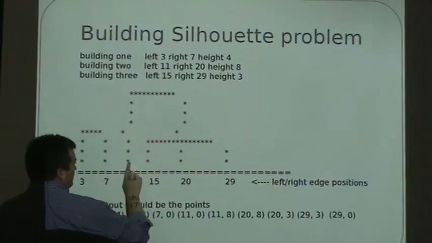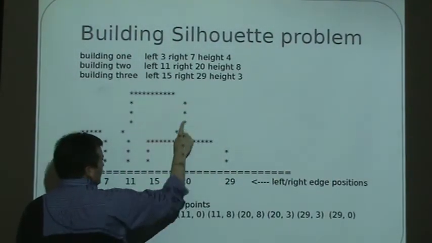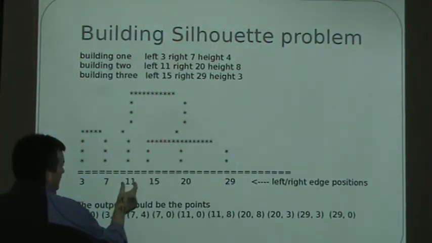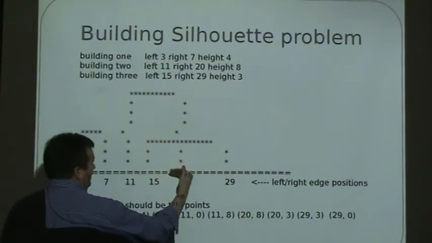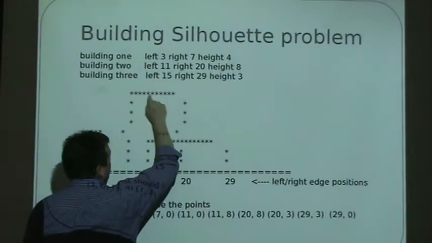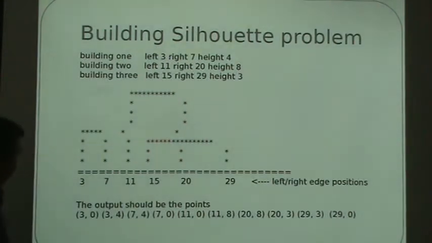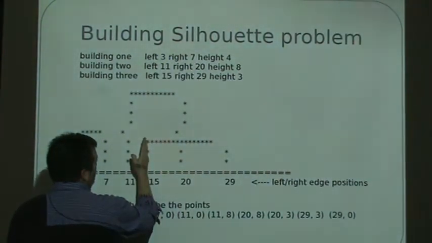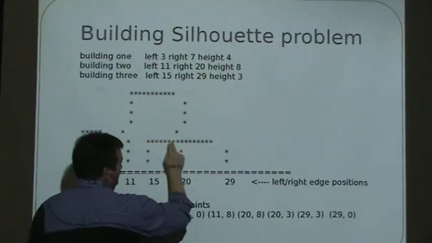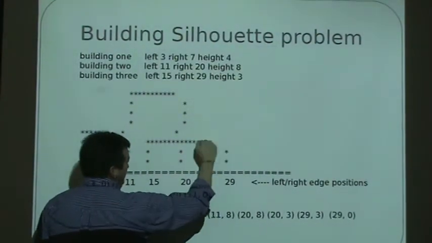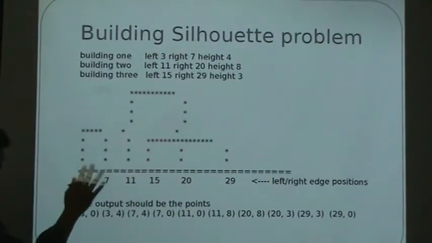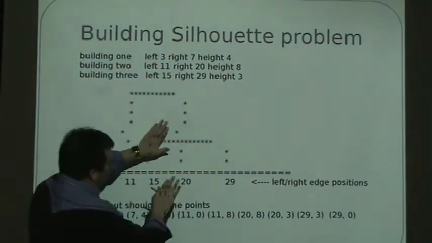Starting at 11, we have a building, and all the buildings are just rectangles. There are no fancy roofs or anything like that. It starts at location 11, it ends at location 20, and its height is 8. And then there's a third building that starts at 15 and goes all the way to 29, and its height is 3. So what you have to do is draw the building skyline without the overlapping buildings.